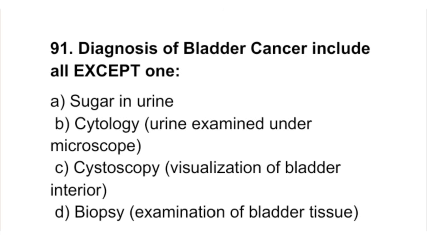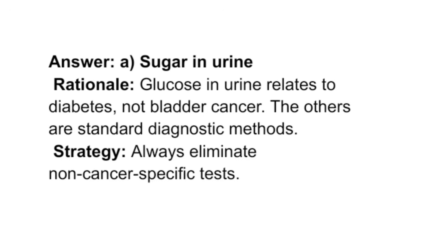91. Diagnosis of bladder cancer include all except one: A. Sugar in urine. B. Cytology, urine examined under microscope. C. Cystoscopy, visualization of bladder interior. D. Biopsy, examination of bladder tissue. Answer: A. Sugar in urine. Rationale: glucose in urine relates to diabetes, not bladder cancer. The others are standard diagnostic methods. Strategy: always eliminate non-cancer specific tests.